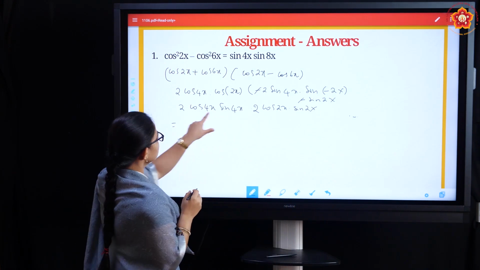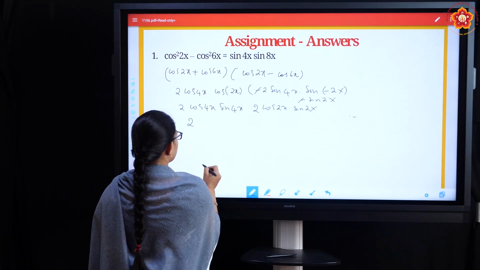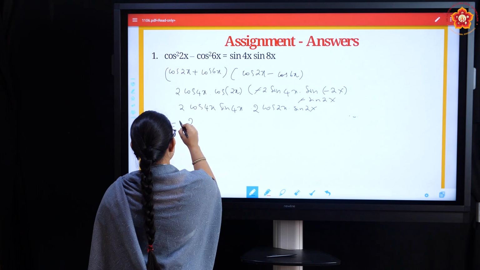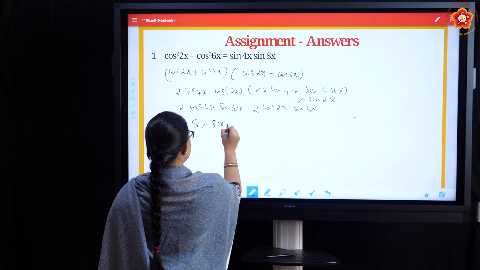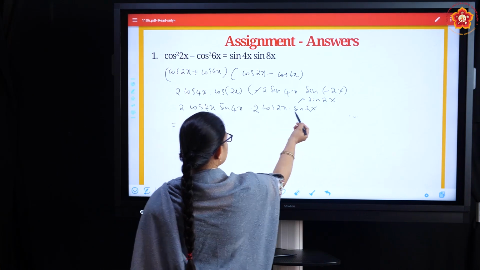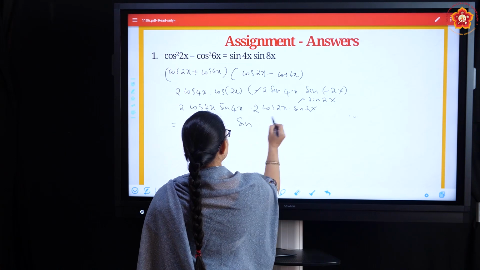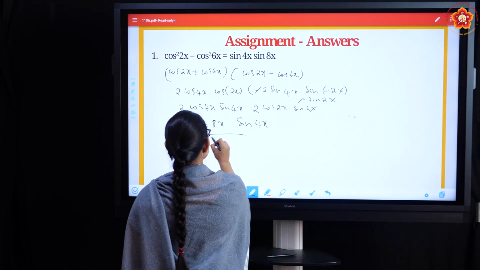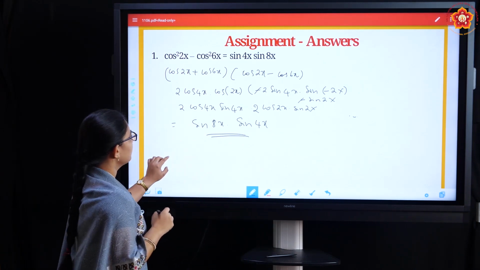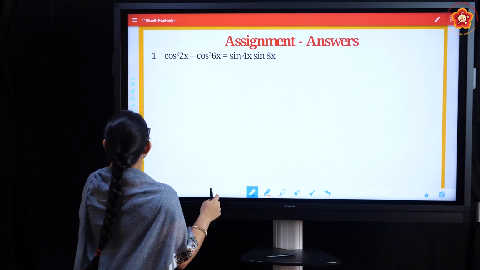Using the formula 2 sin x cos x is sin 2x, where in place of x we have 4x, that is sin 8x. Here again 2 cos 2x into sin 2x is nothing but sin 2x where x is 2x, that is sin 4x, which is the required proof: sin 4x into sin 8x. Let us see the next problem.